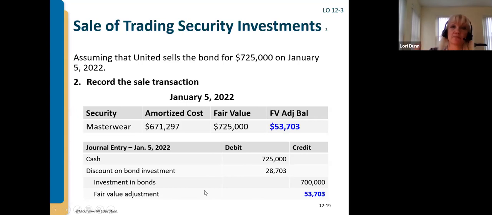So it's a two-step process when we actually sell it. Write it up or down to its fair value. Look at the fair value adjustment account and say, okay, what should be the balance in that if I had to report it at its fair value, and get it to that point like we did in the prior slide, and then remove the security.